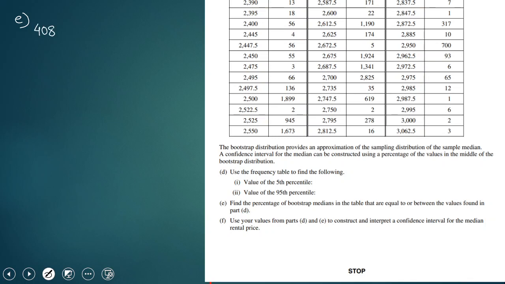values before I get to 2500, and then 6 plus 93 plus 65 plus 12 plus 1 plus 6 plus 2 plus 3 is 188. So 408 values before $2,500 and 188 values after $29.50.